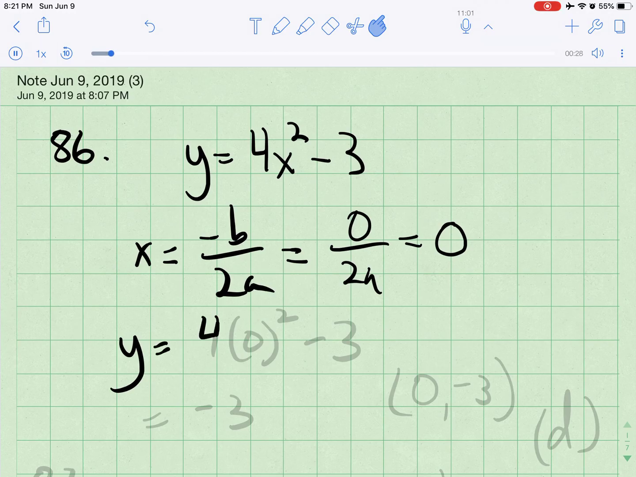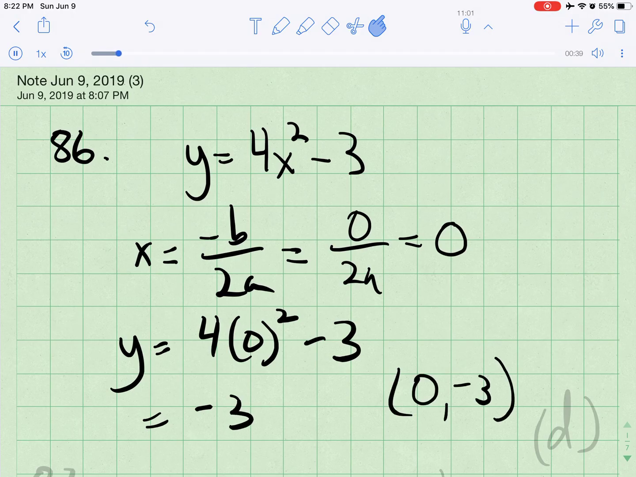Y equals 4 times 0 raised to the second minus 3. Y equals negative 3. The coordinates are 0, negative 3, which is choice D.